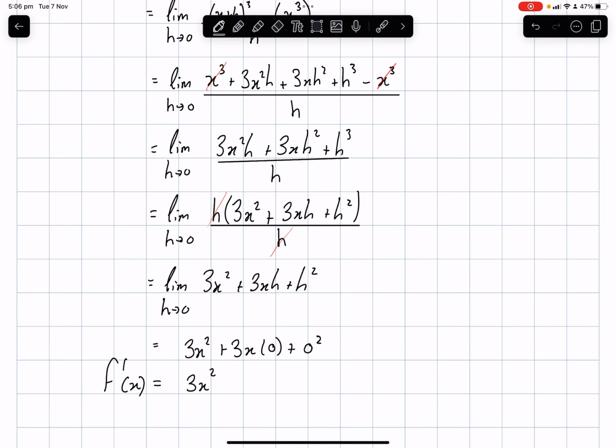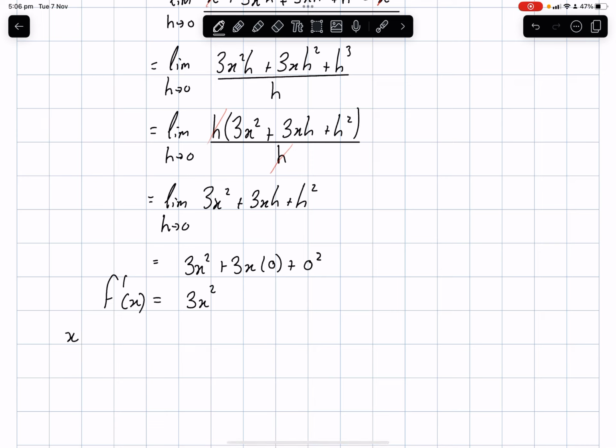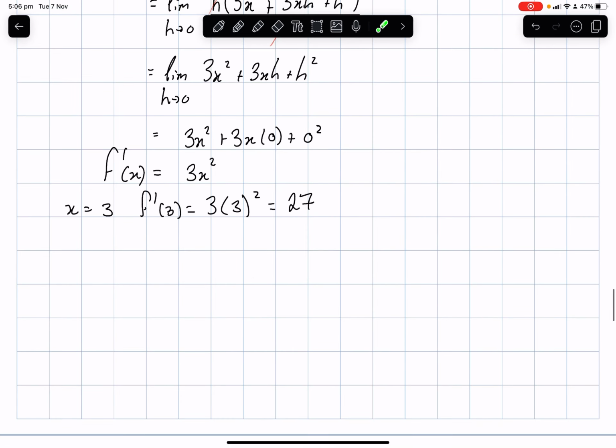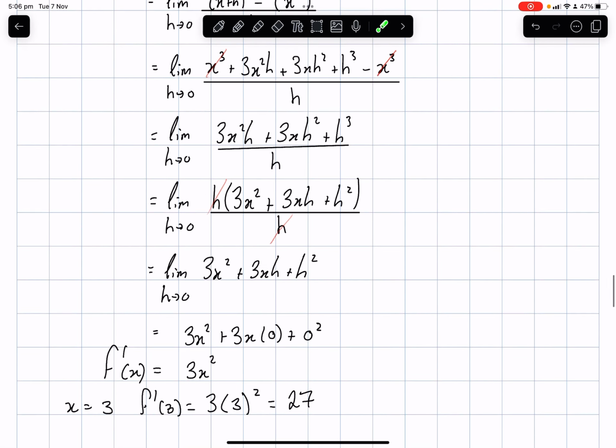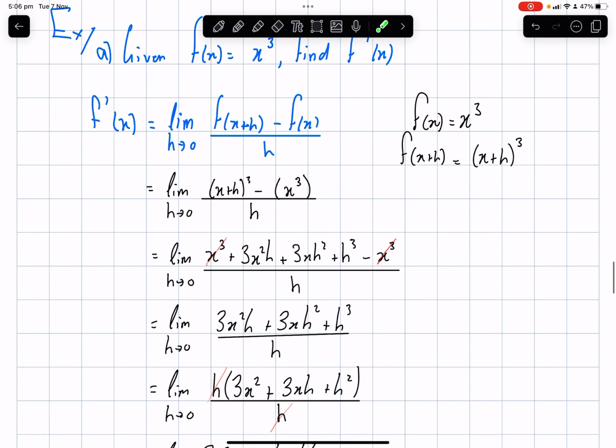So if I wanted to find the gradient at, say, x equals 3, that means f prime of 3 is 3 times by 3 squared, which is 27. So the gradient of the tangent to x equals 3 is 27. It's a bit of a long process, but it's quite beautiful. Just be super duper careful when we're subtracting our f of x. Use brackets. Use your little check that after cancelling out, everything should have an h in it.